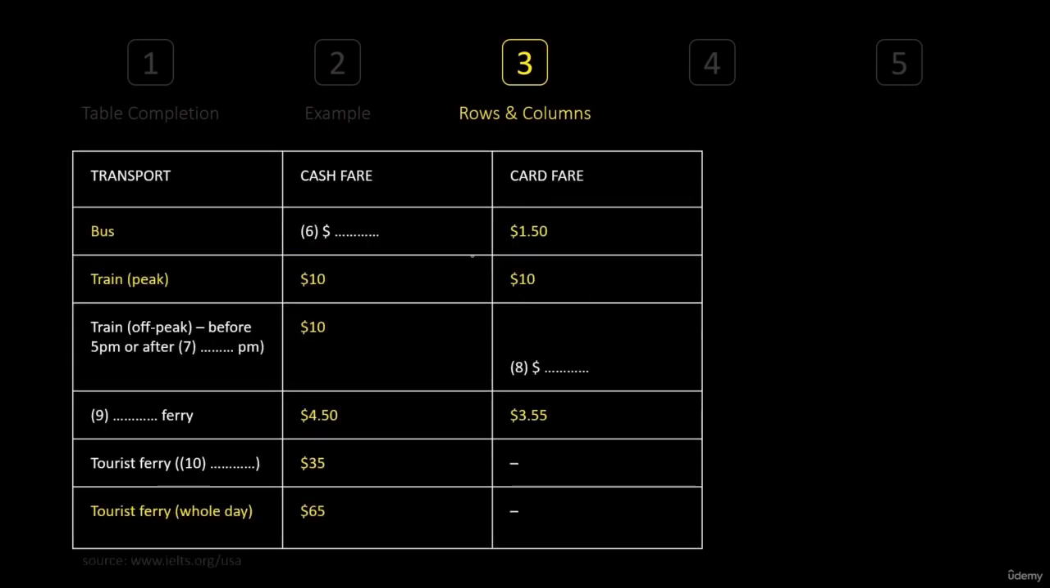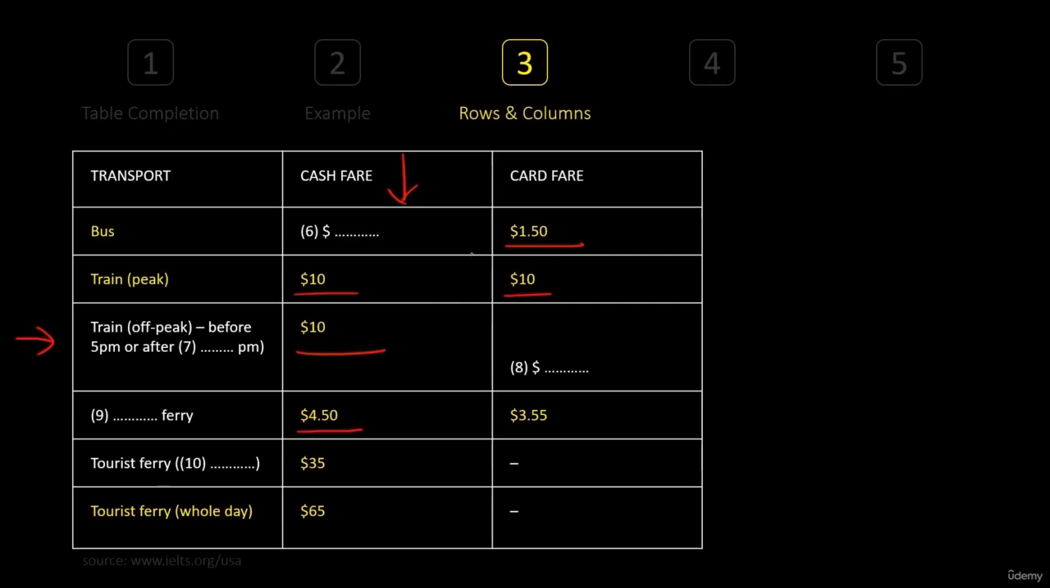Yes, let me show you an example. Bus for card fare will be 150. For train peak will be 10 for both. For train off peak it will be 10. It's the cash fare. You can see what provides us the information is the column and the row. When you coincide these, you come here. This is the cash fare for the train which is off peak. Blank ferry, that is the commuter ferry, have we seen the answer, will have 450. So rows and columns are important.